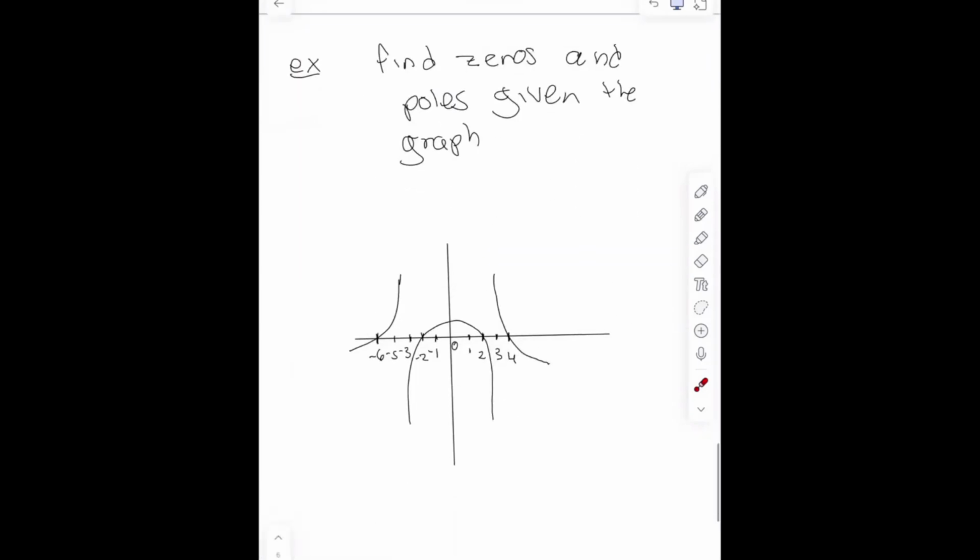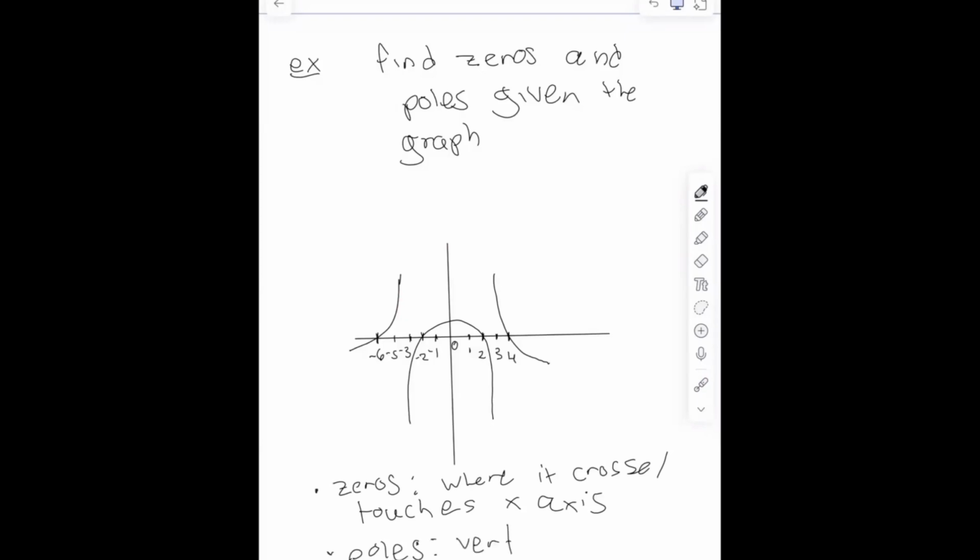And here's one similar to what you'll have in your homework. This problem asks you to find the zeros and poles given the following graph. So this is the graph of our rational function. The thing that you should note is zeros on a graph are where it crosses or touches the x-axis. And then poles, what do they correspond to? Well, they're going to correspond to vertical asymptotes.